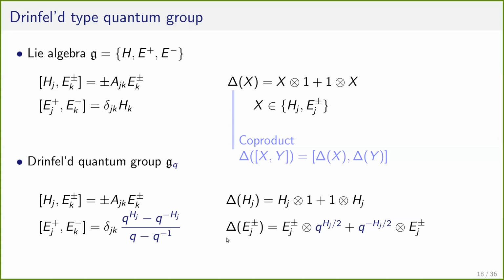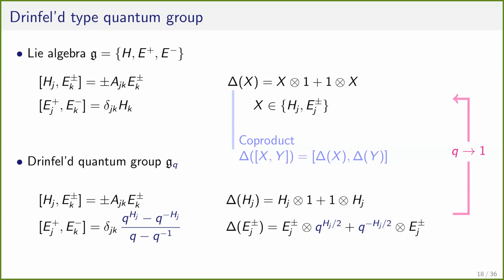And again, you can promote this to a Hopf algebra. You also need to modify the coproduct. Instead of the identity for the positive and negative roots, you now have an insertion of q to the H. All this was already in Nejla's talk yesterday. This is like a one parameter deformation of your algebra, and if you take q going to 1, then you recover the original undeformed algebra.